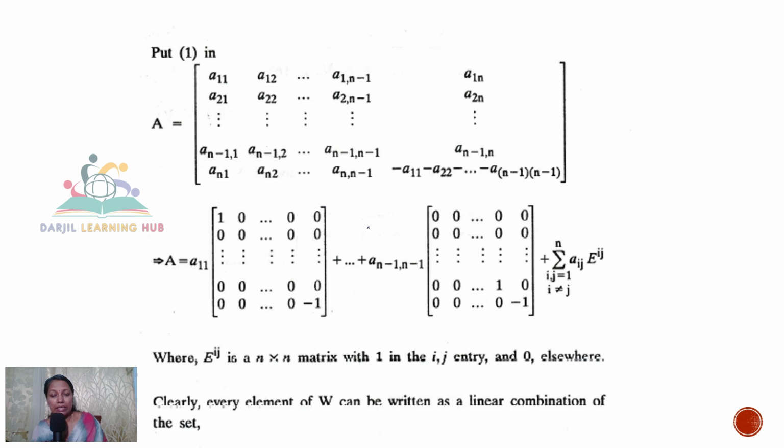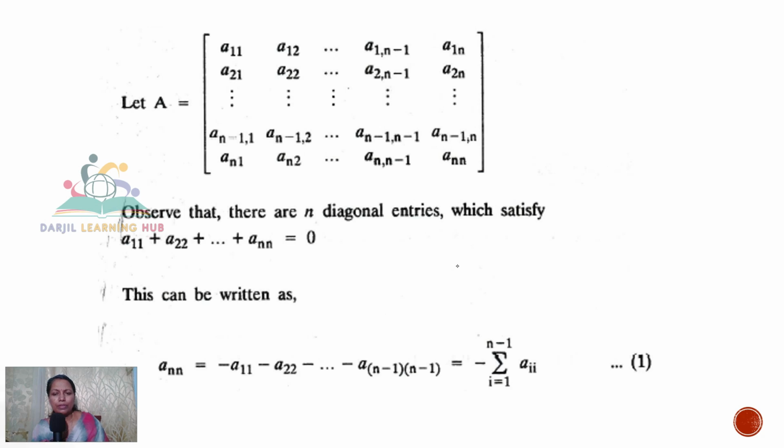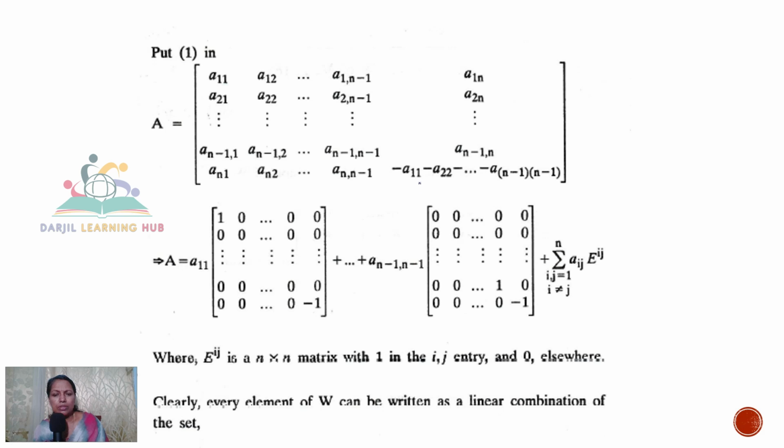Instead of Ann, see, in the previous one the last term is Ann. So here is the place where we can substitute Ann as minus A11 minus A22, etc. minus An minus 1, n minus 1. This is what we have to substitute in the place of Ann. So from this, taking A11 outside, we will get this matrix. Then similarly, up to An minus 1, n minus 1 outside.